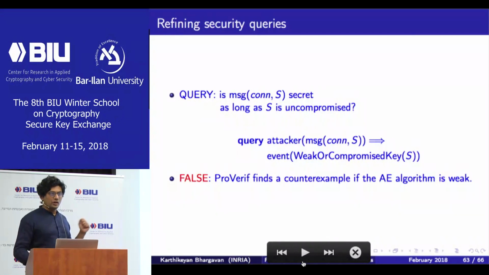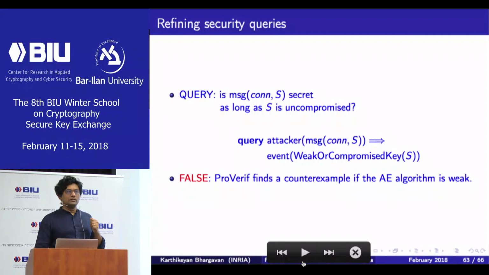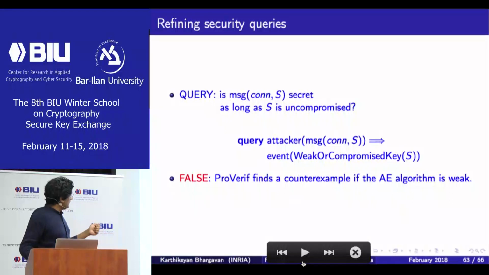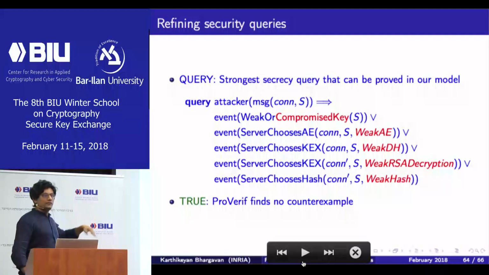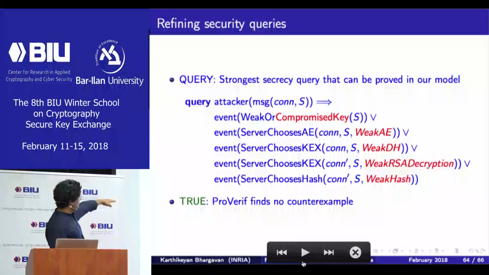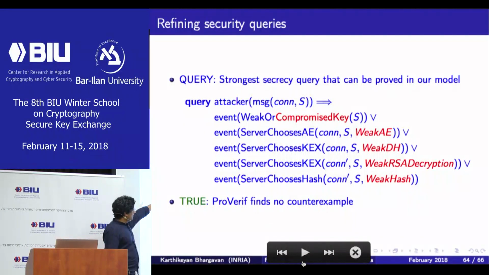This again, of course, is not true, because in our model, the algorithms that we are using for protecting these messages could themselves be weak. So then ProVerif is going to say, no, it's also possible that the authenticated encryption algorithm you used to protect this message was weak. So you have to discount the fact that that particular algorithm was weak. So you keep refining your query until we finally find the strongest query that you can prove. And in the context of TLS13, it basically comes down to something like this, TLS13 and TLS12 together, which means that the attacker can know the message, but only under these 5 conditions.